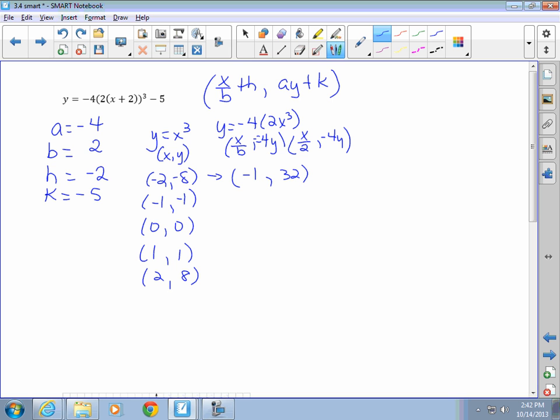So this is my transformation. Negative 1 divided by 2 is negative 1/2. This should have been an a, that's why I goofed up there. And then negative 1 times negative 4 is positive 4. For 0, 0 divided by 2 is 0. Negative 4 times 0 is just 0. 1 divided by 2 is a half. 1 times -4 is -4. And then I do my 2. 2 divided by 2 is 1. 8 times -4 is -32.